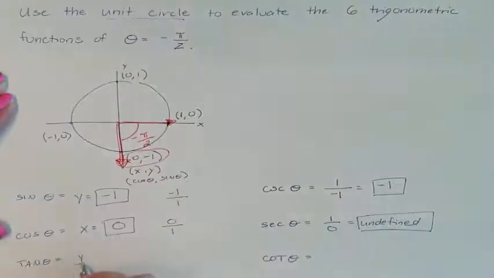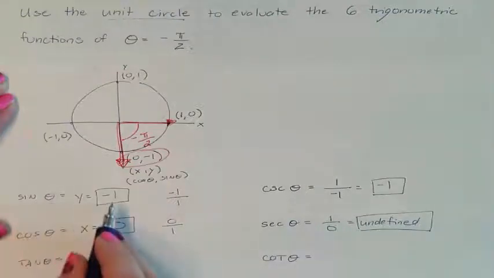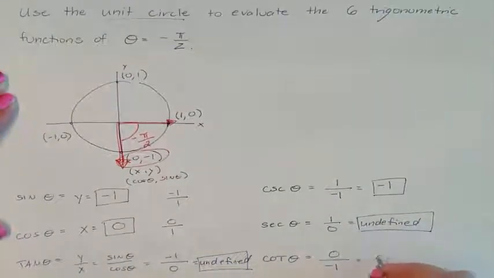Tangent is always y divided by x, which is the same as sine divided by cosine. My sine was a negative 1. My cosine was 0. Negative 1 divided by 0 is undefined. You're not allowed to have a 0 in the denominator. If I took this fraction and reciprocaled it, it would have been 0 over negative 1. 0 divided by negative 1 is 0. So here are my 6 trig functions.